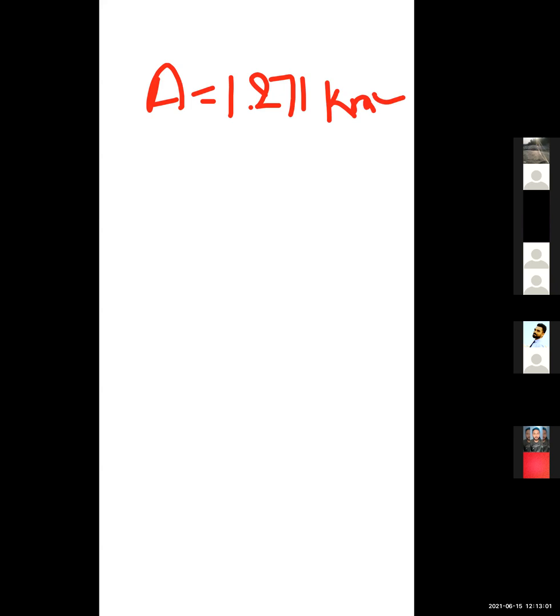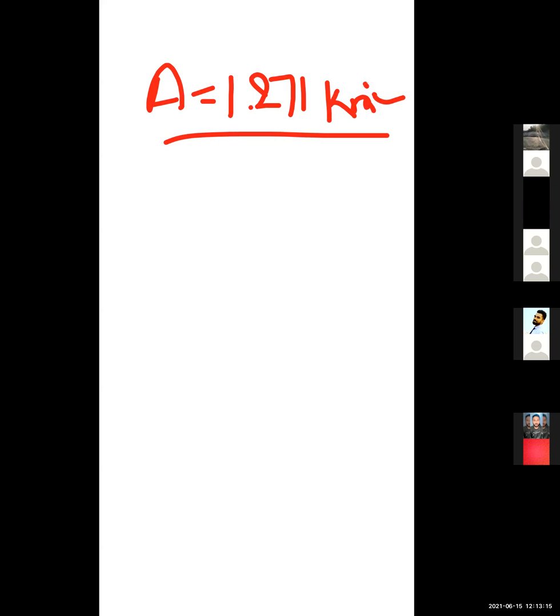This value is clear to everyone. You have also calculated this value: the area covered by one photograph on the ground is approximately 1.27 kilometers square. Yes, ma'am, I was getting 1.25. Okay, 1.25. Then we can calculate the number of photographs.